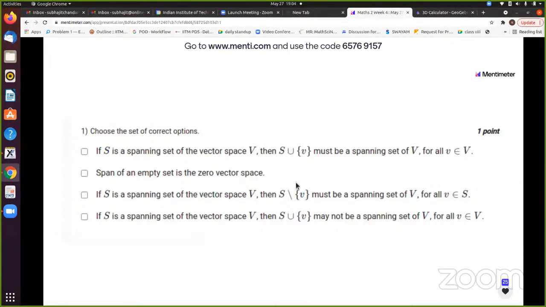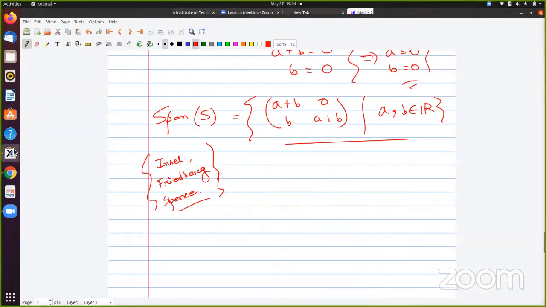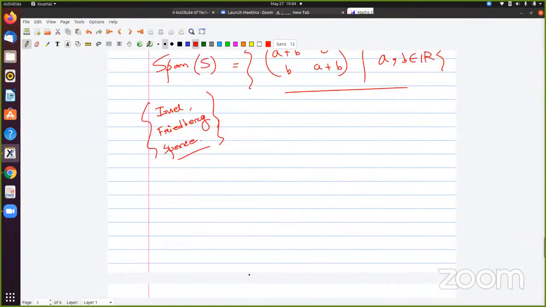Why is the first option correct or incorrect? Who is this? Srajan. Yeah. So S is anyway a spanning set, so it can span the complete vector space. Adding any other elements from the space wouldn't make any difference to it, so completely it can again span. Okay. Great. So any doubt in this option?